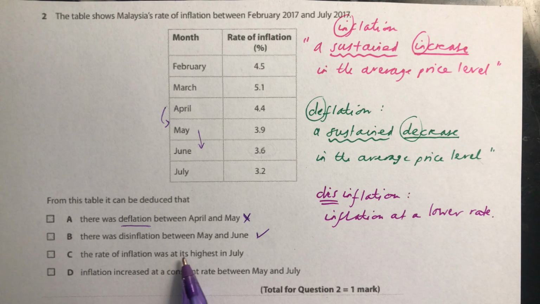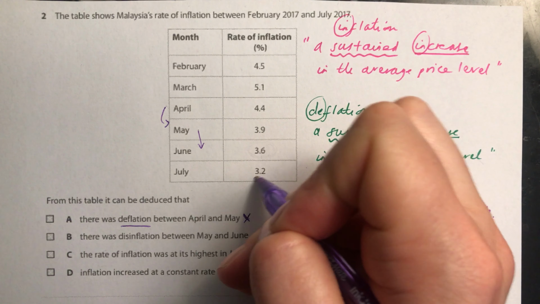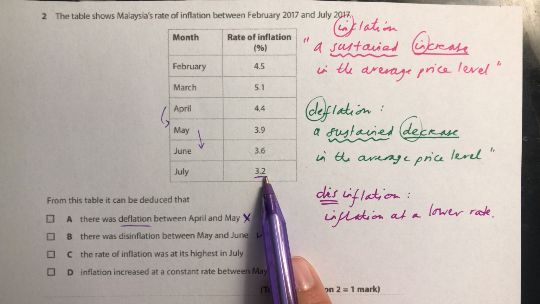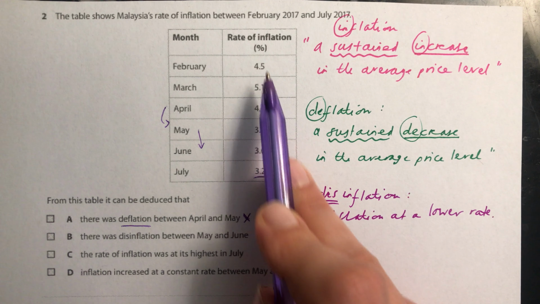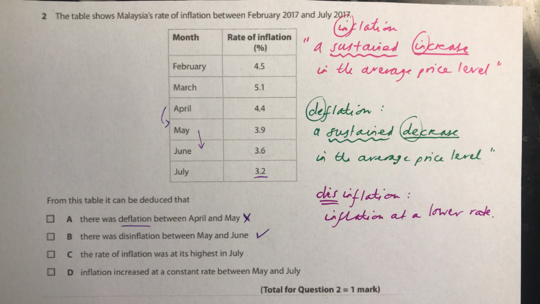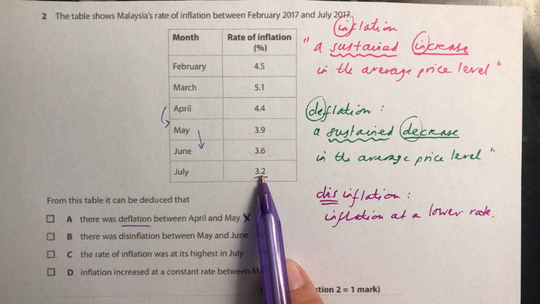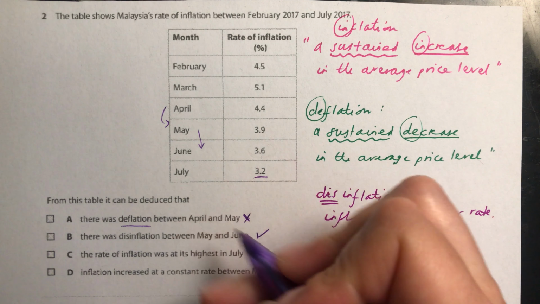The rate of inflation was at its highest in July. So this figure here, this definitely isn't the highest inflation rate because look, 4.5, 5.1, there are lots of others which are higher. And in fact, I'm just looking now, they're all higher than 3.2. So it definitely wasn't the highest.